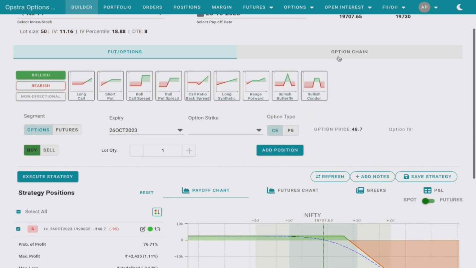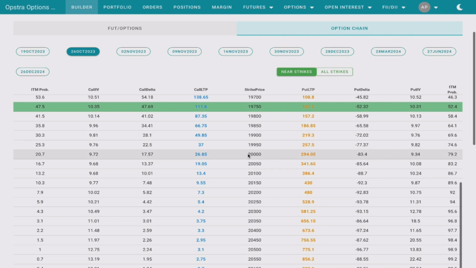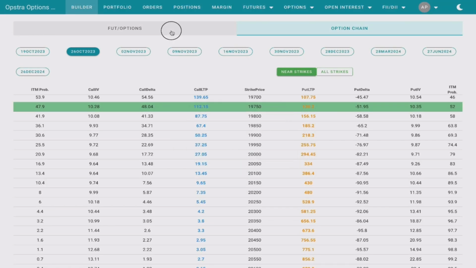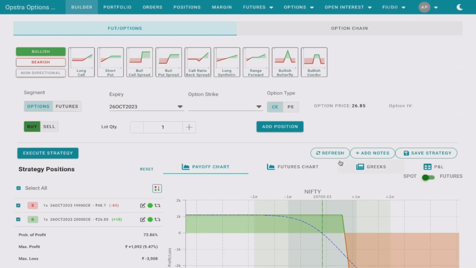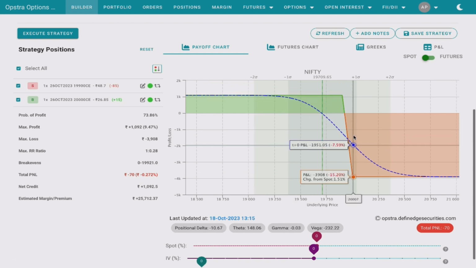We go back into our options chain, and this time we go down deeper into the money, out of the money, and buy the 20,000 rupee strike price call option at 26.85, thereby creating that hedge for us. Now the combination of the two is what we look at, what results in the risk profile diagrams changing significantly. As you can see, the probability of profit stays similar. It was earlier 75%, now it's gone to 73.86%, about 74%.